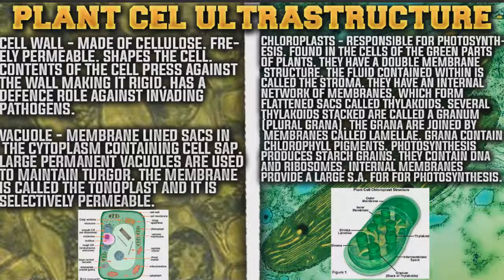Grana contain chlorophyll pigments. Photosynthesis produces starch grains. Chloroplasts also contain DNA and ribosomes, so they can make their own proteins and reproduce. Internal membranes provide a large surface area for photosynthesis within.